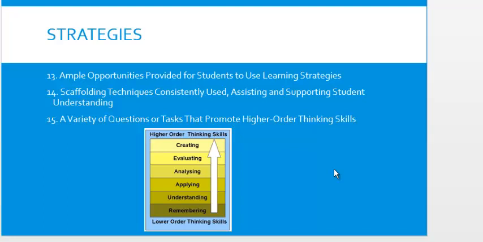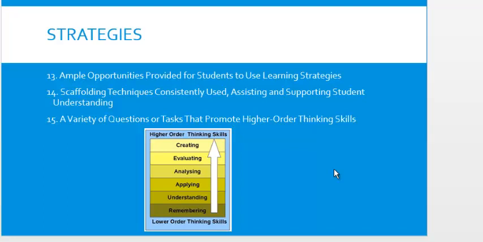We also want to make sure we are scaffolding instruction consistently for our ELLs, so assisting and supporting their understanding. And we'll talk about ways of scaffolding later, and you'll also see scaffolding techniques in your WIDA packet that you'll be doing for your Getting to Know WIDA worksheet. That has a lot of scaffolding techniques for you to consider when you're writing your own ELL lesson plan and when you're using it to help your ELLs.